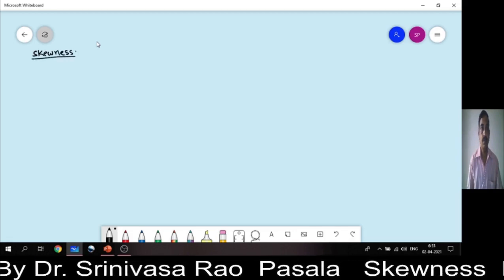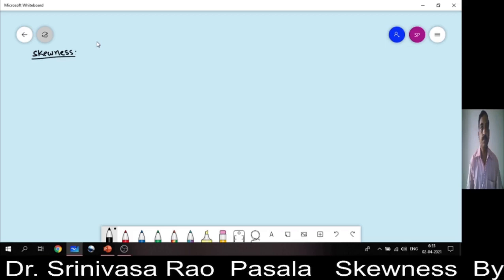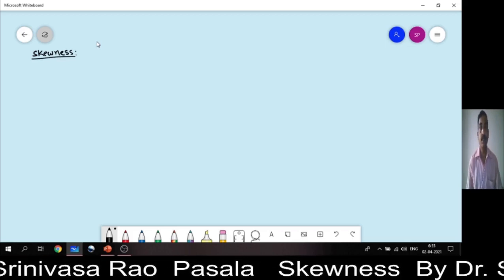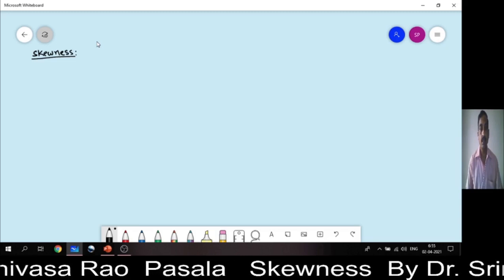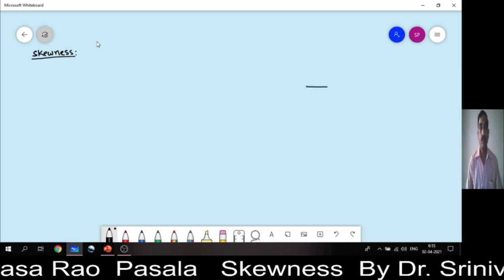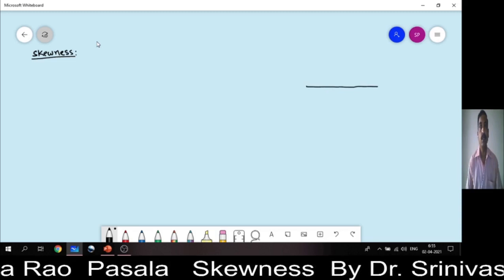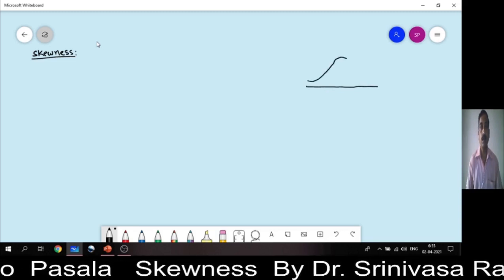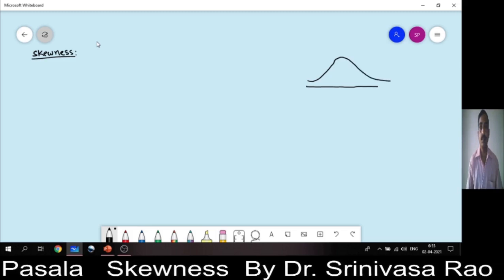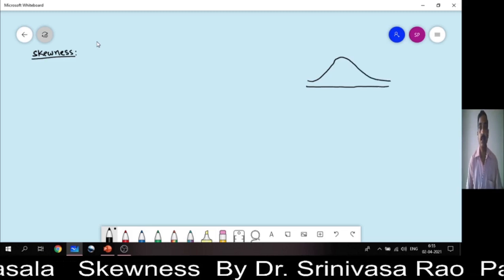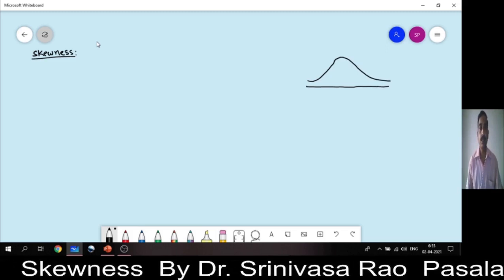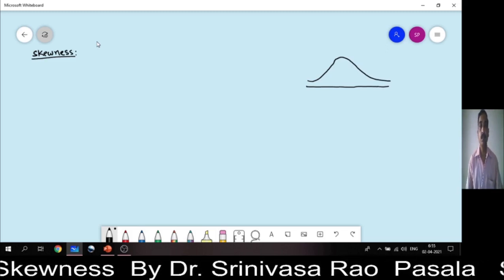Before going to this concept, you may know symmetry. Symmetry means, suppose you have plotted the given distribution based on the given data, and you are getting more or less a bell-shaped curve. Then we say that the distribution is symmetric.